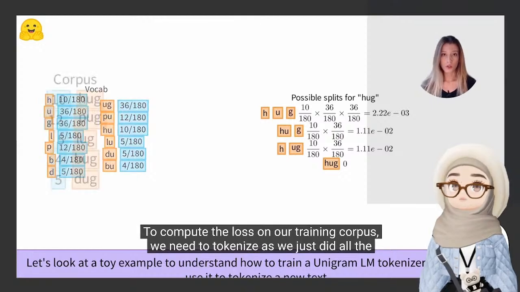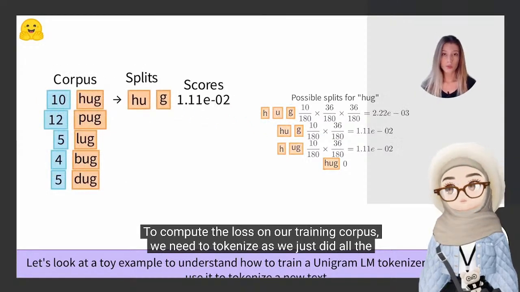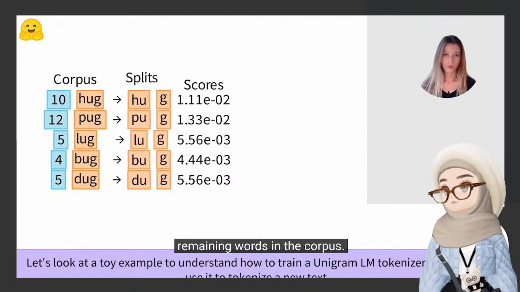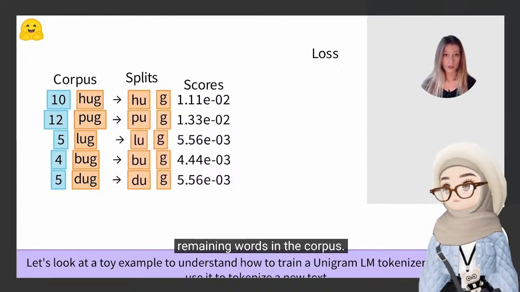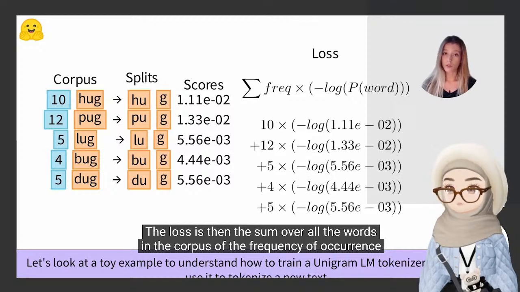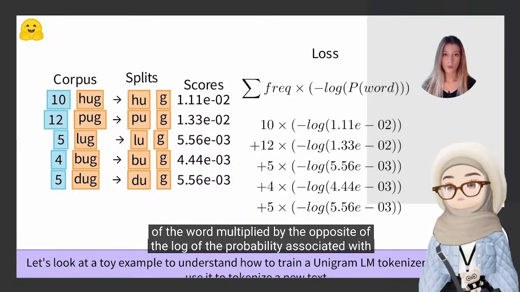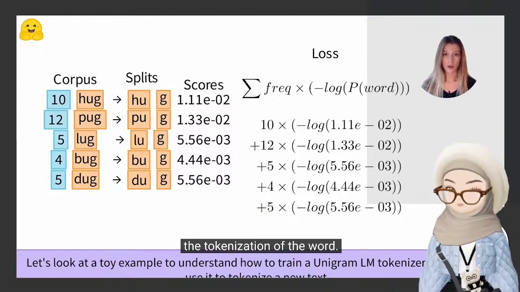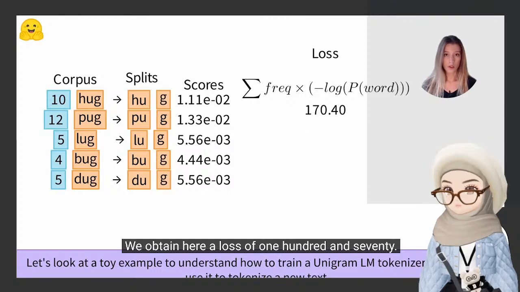To compute the loss on our training corpus, we need to tokenize, as we just did, all the remaining words in the corpus. The loss is then the sum over all the words in the corpus of the frequency of occurrence of the word multiplied by the opposite of the log of the probability associated with the tokenization of the word. We obtain here a loss of 170.